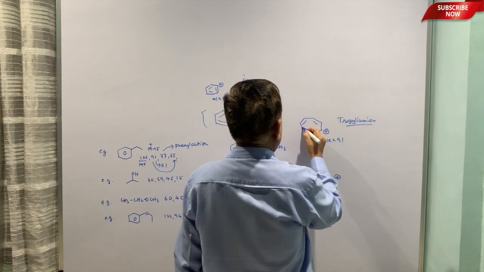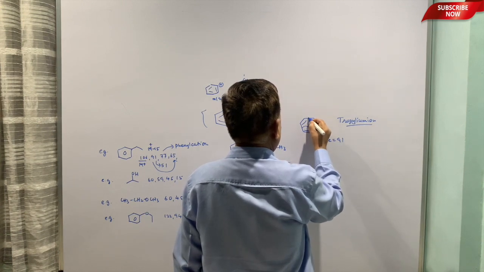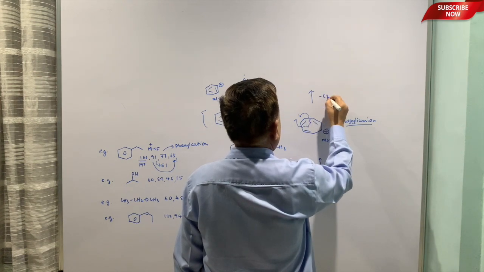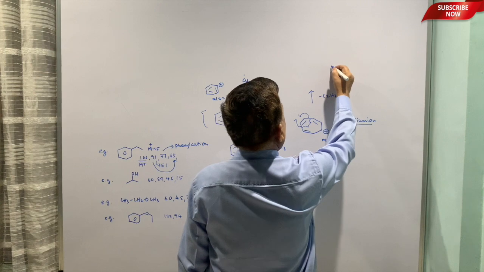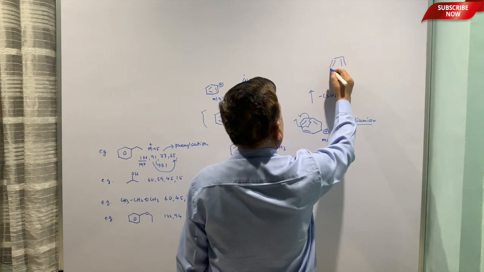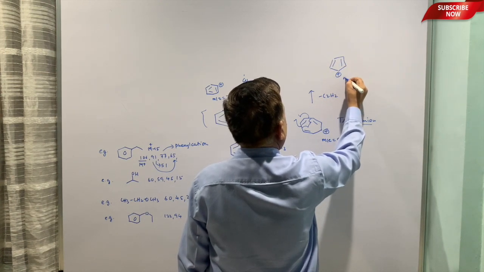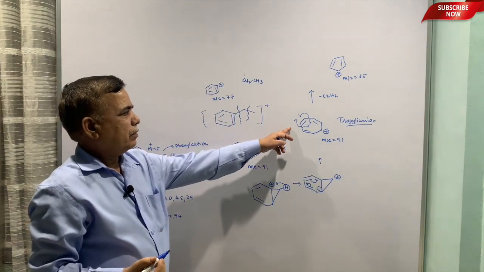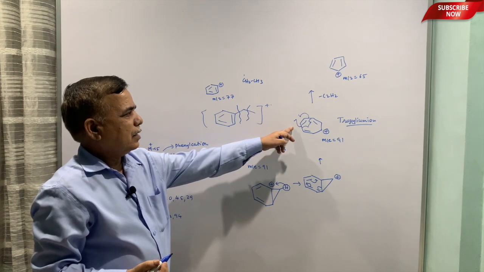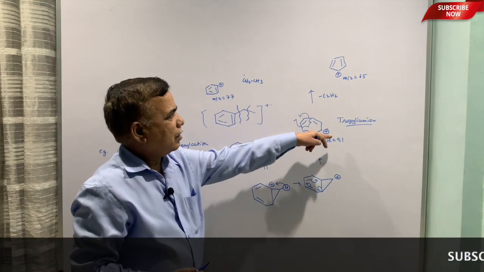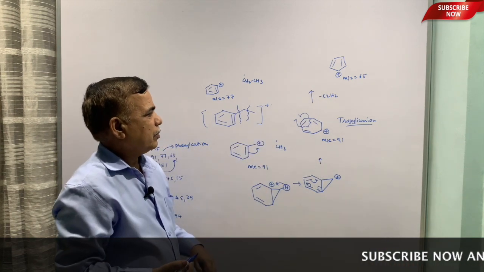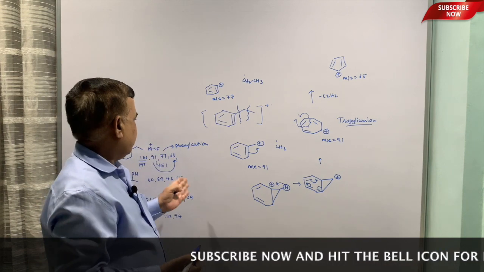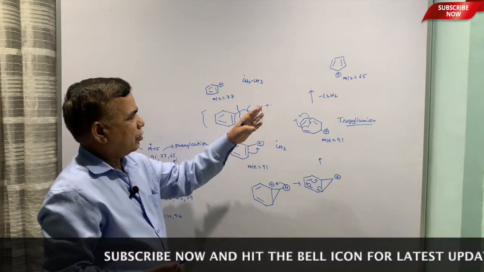Now, let me put the arrows here, the fish hook arrows, so that we can show the loss of C2H2 and you get the cyclopentadienyl cation. This is m/z equal to 65. So, loss of acetylene will give you 65, and 51 you can get through this.